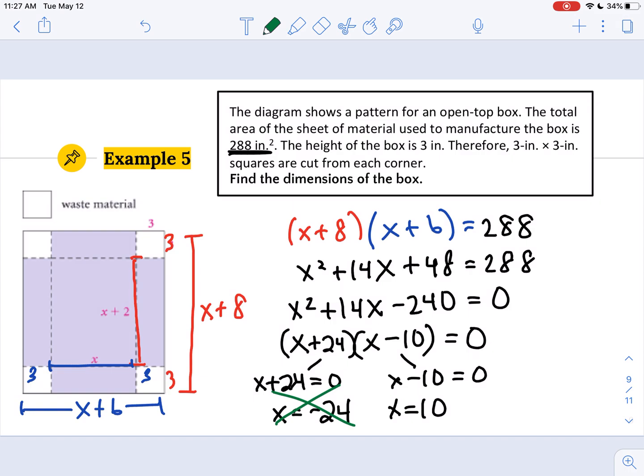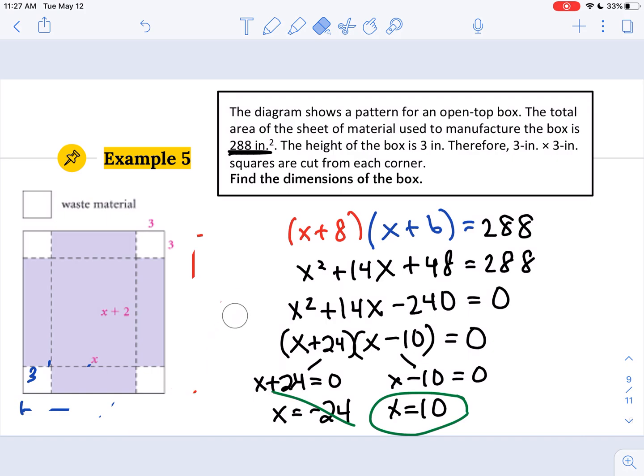Because if I plugged the negative solution into both of these expressions to the left, x plus 2 or x, I can't have negative dimensions. It doesn't make sense in the context of this problem. All right, so my solution here really is x equals 10. But that doesn't answer the question. They're saying find the dimensions of our box here to the left.